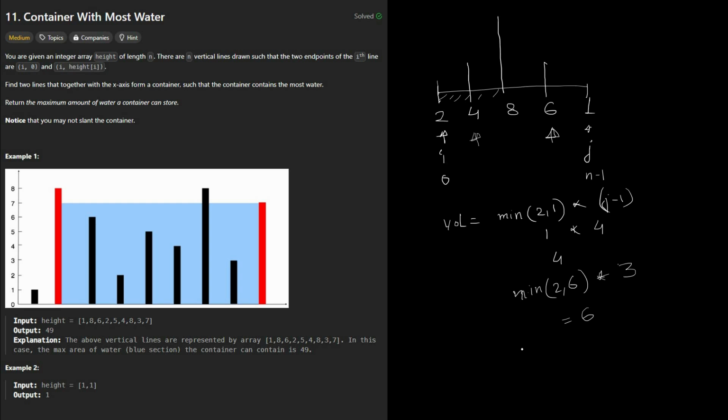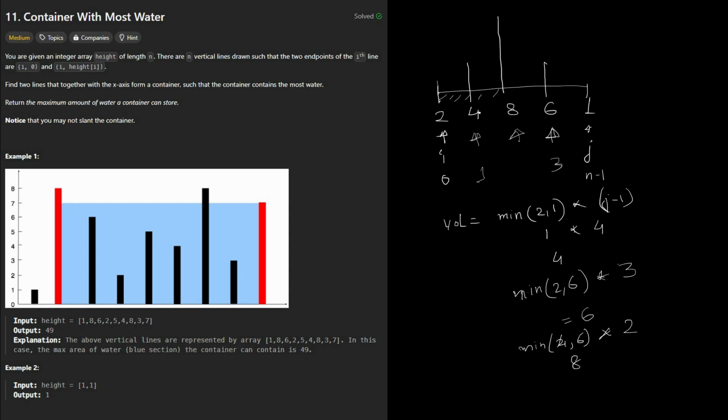Now the same formula again, the minimum of 4 and 6 multiplied by j minus i. Our j is at 3 and i is at 1, so 3 minus 1 would be 2. So 4 into 2 would be 8. This is right now the maximum value. Out of 8 and 6, the highest is 8.